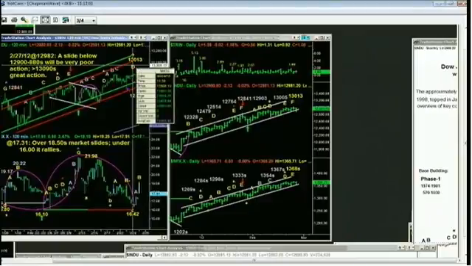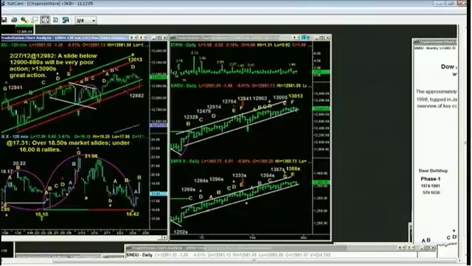So that says that we are starting to work harder and harder and harder to make new highs. There are new highs, recovery highs, I should say, but it's making a lot of effort to do that.